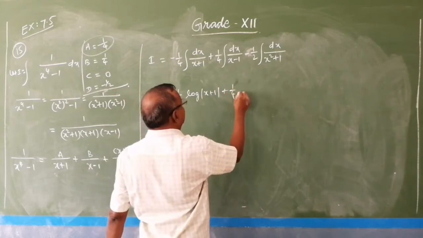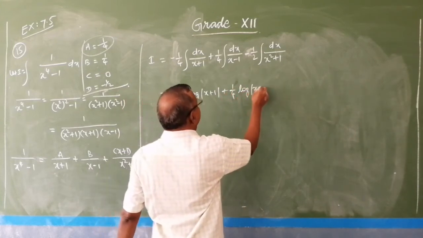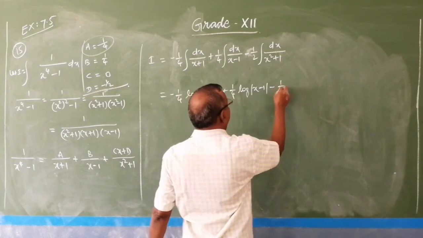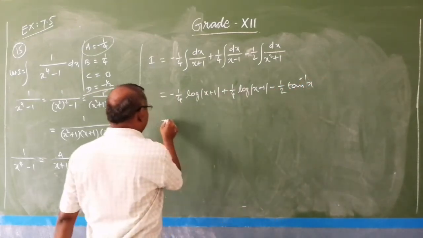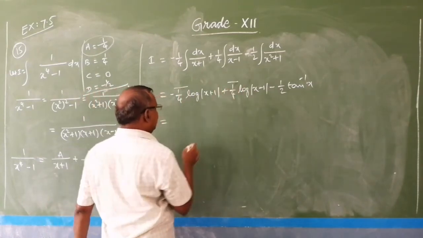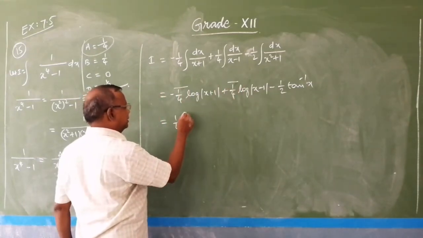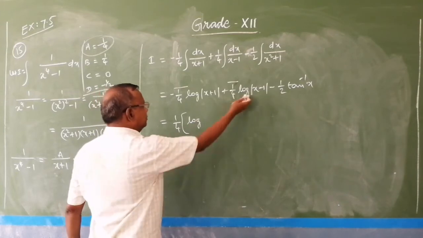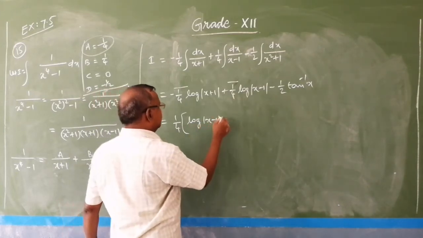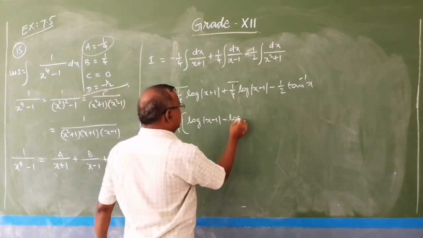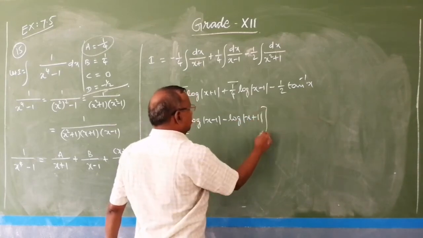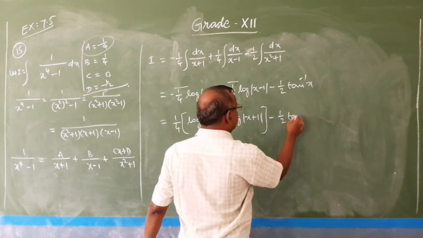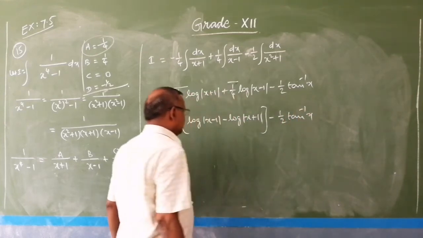1 by 4 into log of modulus of x minus 1, minus 1 by 2 into tan inverse of x. Here we can take 1 by 4 as common, 1 by 4 into log of the positive value first, modulus of x minus 1 minus log of modulus of x plus 1, minus 1 by 2 into tan inverse of x.